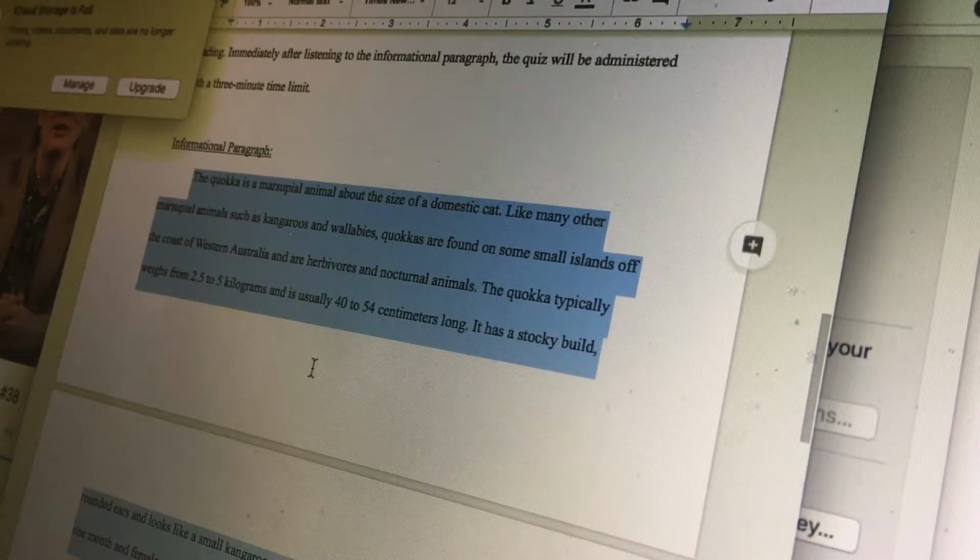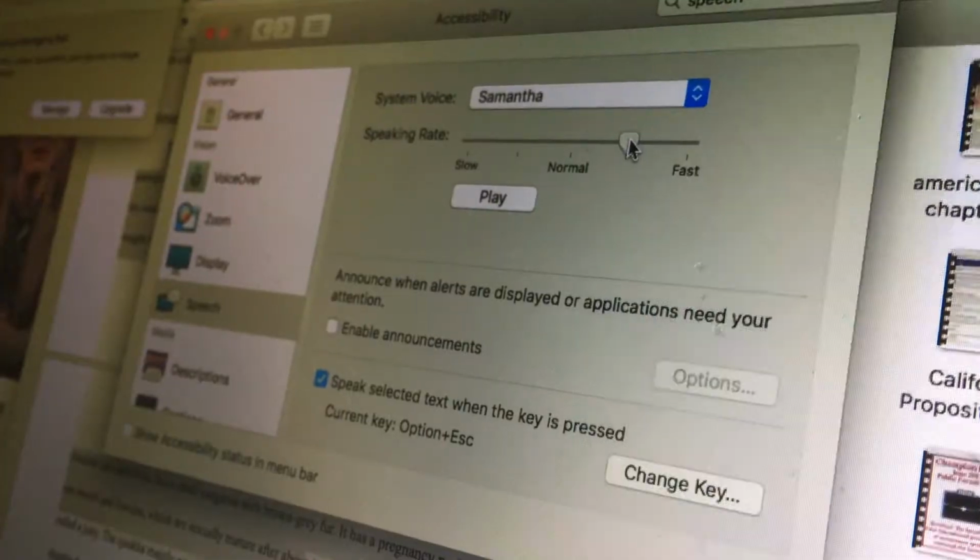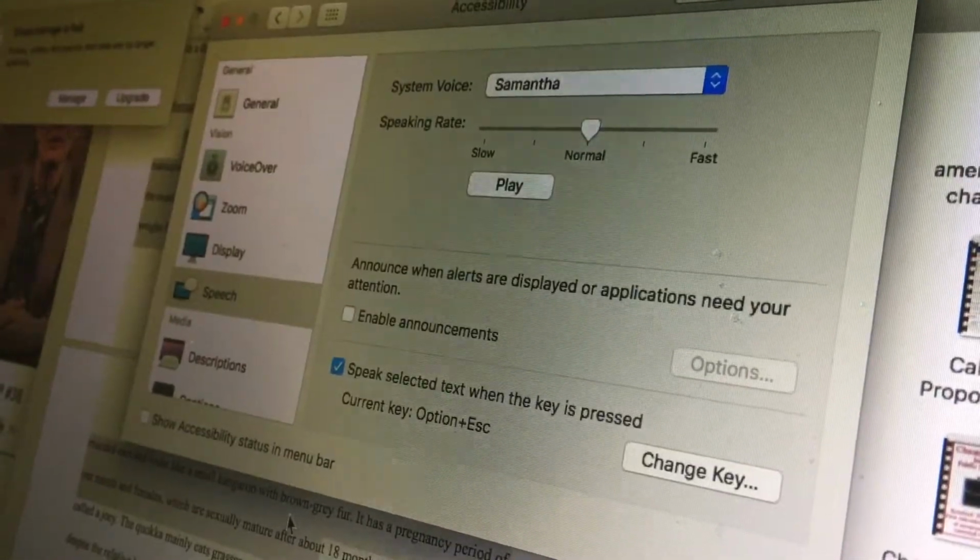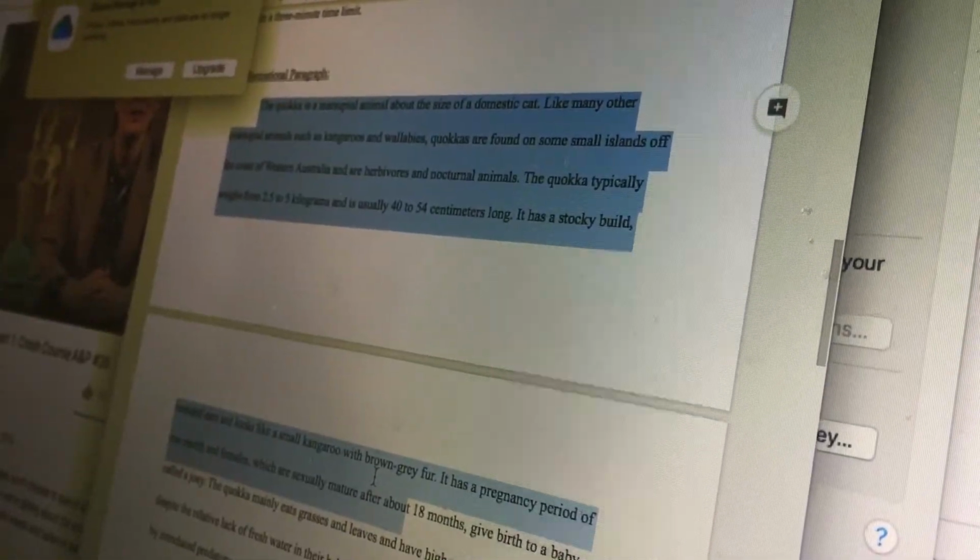The quokka is a marsupial animal about the size of a domestic cat, like many other. The quokka is a marsupial animal about the size.